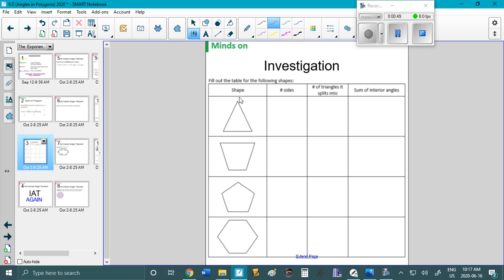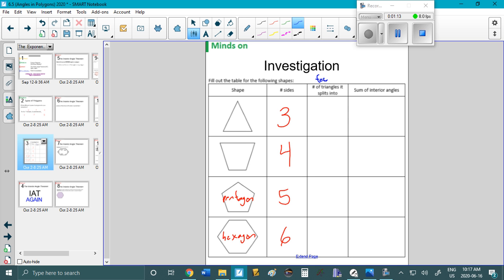So here we have a triangle. It's got 3 sides. A quadrilateral, in this case a trapezoid, has 4 sides. A pentagon is the next one, has 5 sides. And a hexagon has 6 sides. And now the question becomes, how many triangles can I split it into?